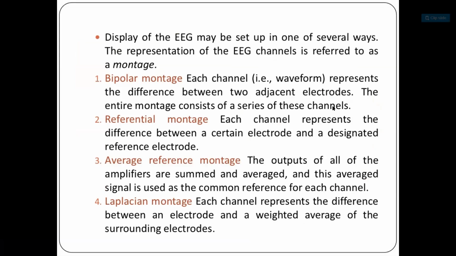Then you have the referential montage. Each channel represents the difference between a certain electrode and a designated reference electrode. Then we have an average reference montage. The outputs of all the amplifiers are summed up and averaged, and this average signal is used as a common reference for each channel. Then we have the Laplacian montage. Each channel represents the difference between the electrode and a weighted average of the surrounding electrodes.